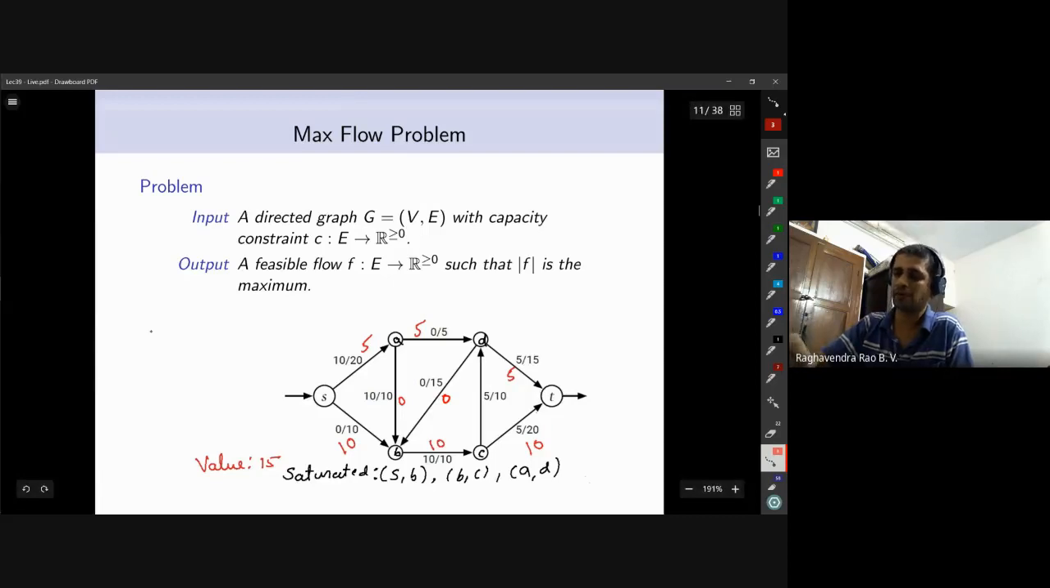This is better than the previous flow, whose value was 10. So now our objective is to obtain such a flow. Given this network, the value of the flow output by the algorithm should be 15. So basically it should be maximum. But the question that arises is, how do you know a flow is maximum? Well, one thing should be, if every edge meets its capacity, then obviously it is going to be maximum.